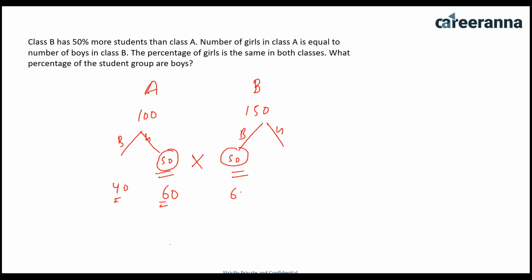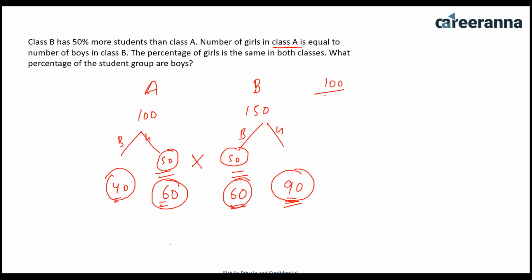Now if I take this number to be 60 again, because as per the question the number of girls in class A is equal to the number of boys in class B, the number of girls here would be 90. As per the question, the percentage of girls is the same in both classes. So here it is 60%. In this case it is 60% too, because 60% of 150 is 90. Now I have to find the percentage of the student group that are boys. Boys are 40 plus 60, 100. So 100 divided by 250 multiplied by 100 is 40%. Those who got 60% as an answer, please check it again.